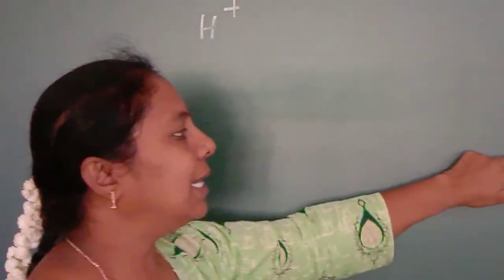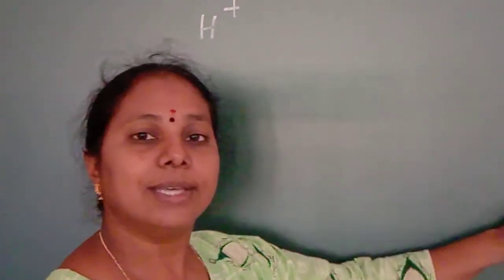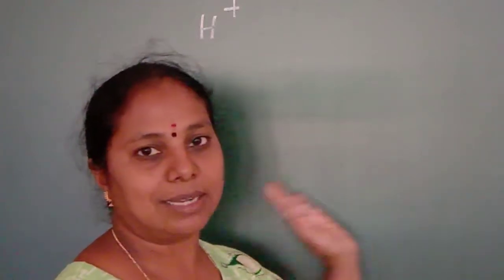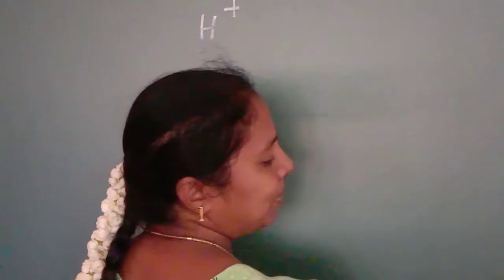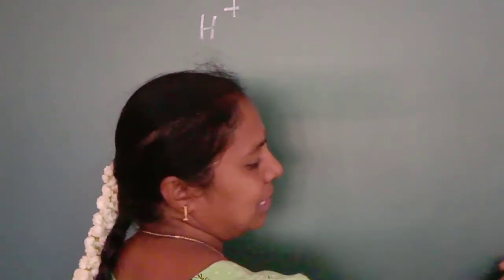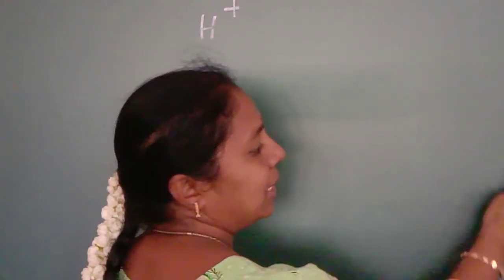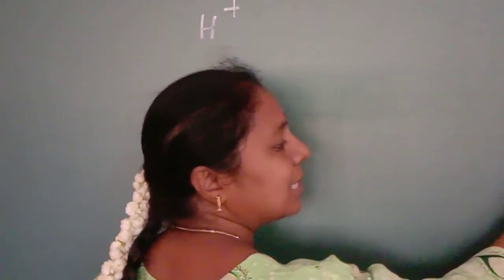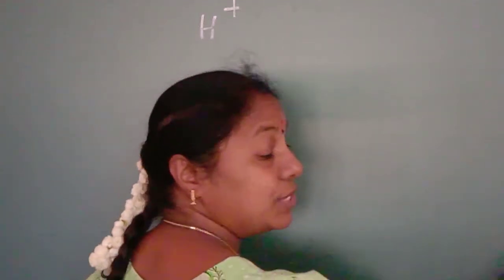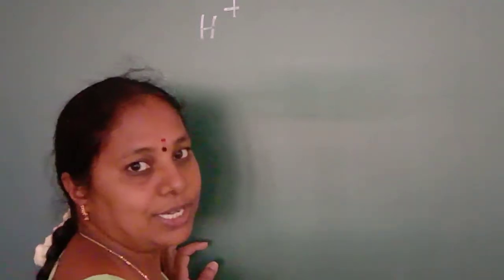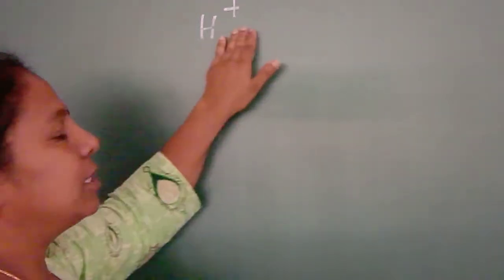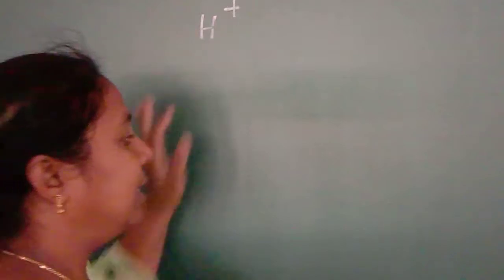That means the H plus ion is formed by the loss of one electron from the s atomic orbital of hydrogen. Now there are no electrons in the s atomic orbital. Hence the H plus ion can be taken as an electron deficient species. There is no electron, hence it is called an electron deficient species. That means H plus is an electron deficient species.